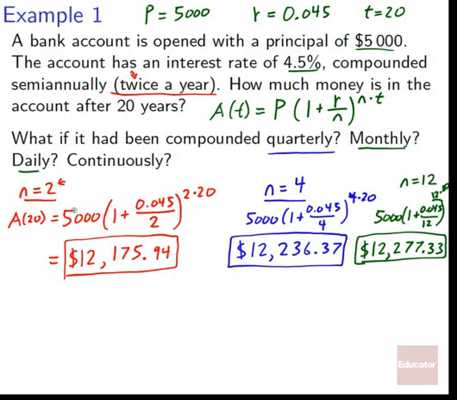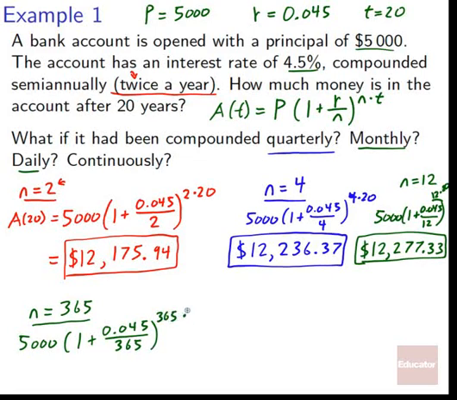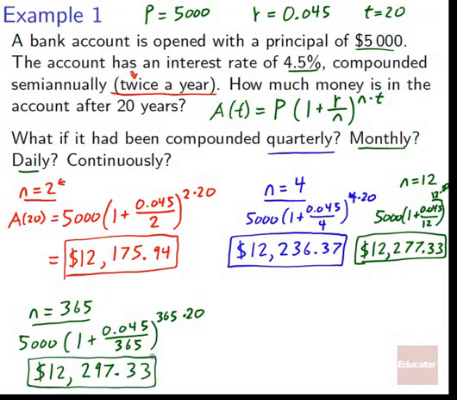What if we've got it at daily? How many days are there in the year? There are 365 days in a year, so that'll be an n of 365. So at 365, we've got 5,000 times 1 plus 0.045 over 365, the number of times it occurs in the year. We had 20 years total. We simplify that out. We get $12,297.33.